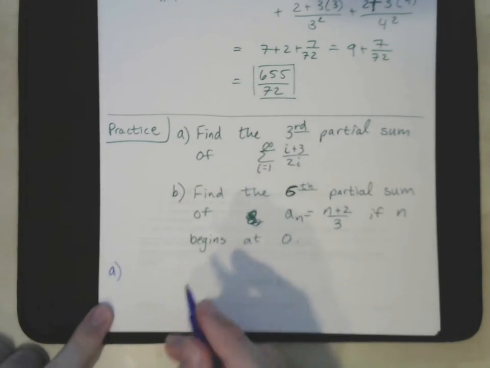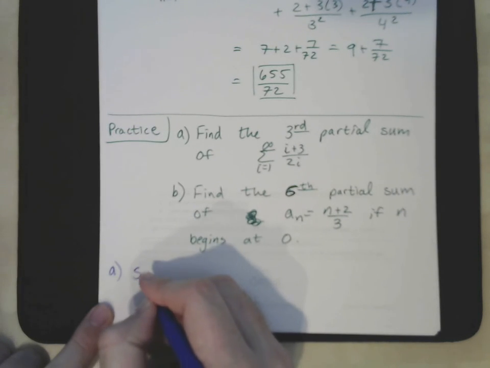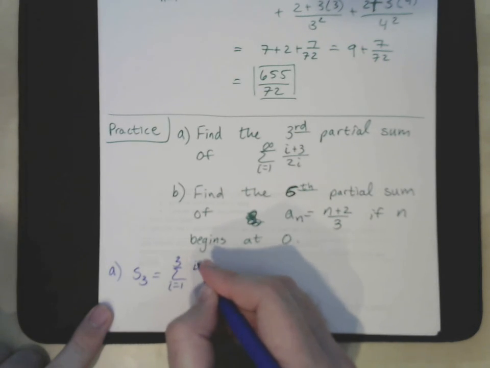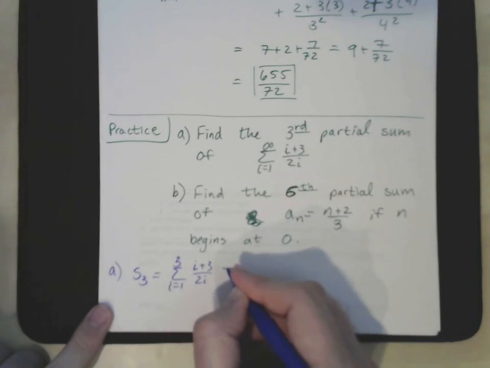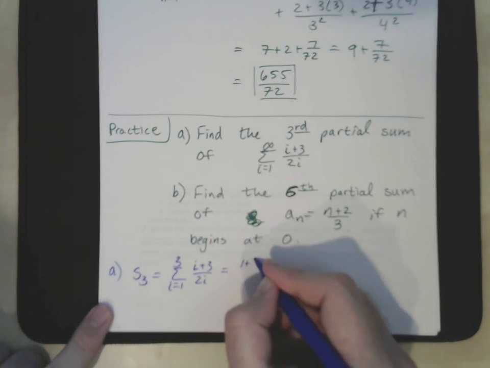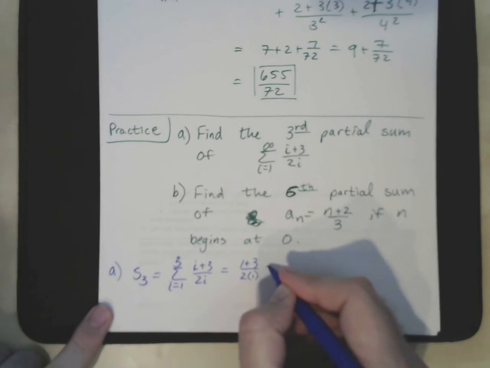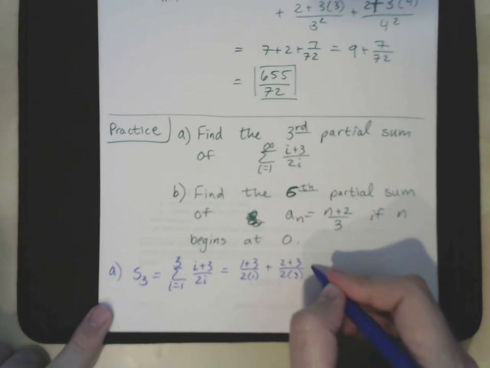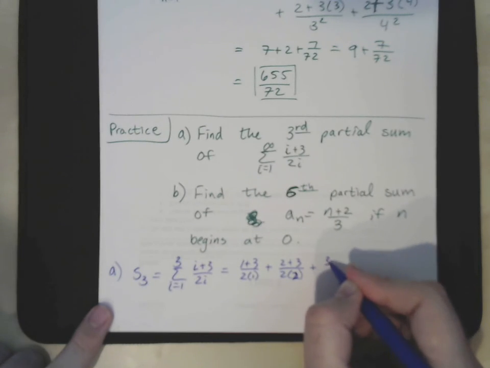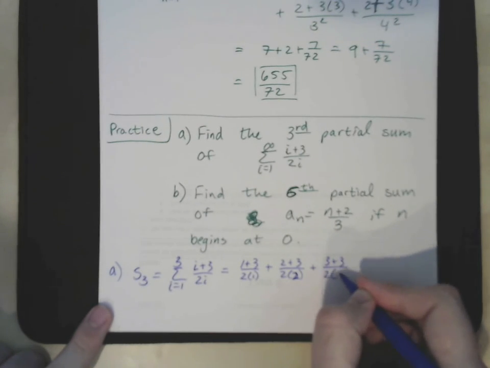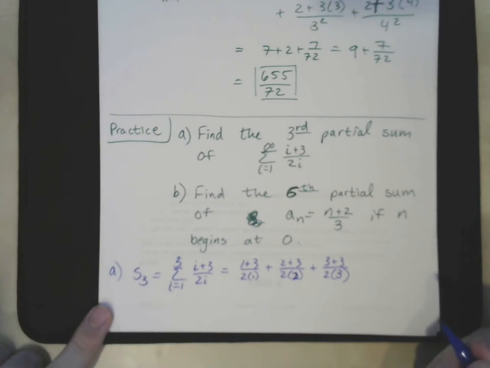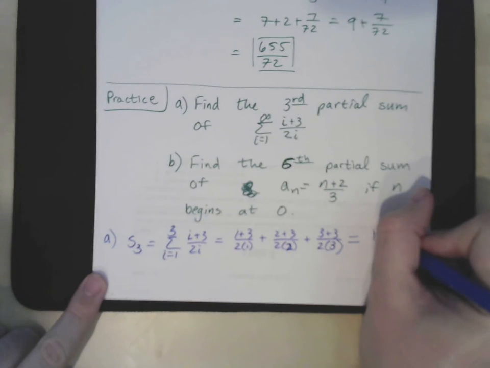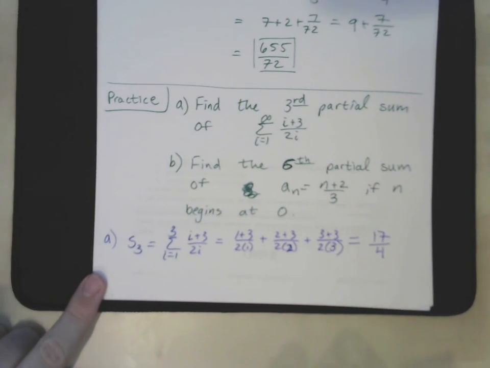So part A, we're doing the 3rd partial sum. So we're doing S3, which is the sum from i equals 1 to 3 of (i plus 3) over 2i. This is (1 plus 3) over (2 times 1), plus (2 plus 3) over (2 times 2), plus (3 plus 3) over (2 times 3). And when you add all that up, you should get 17/4.